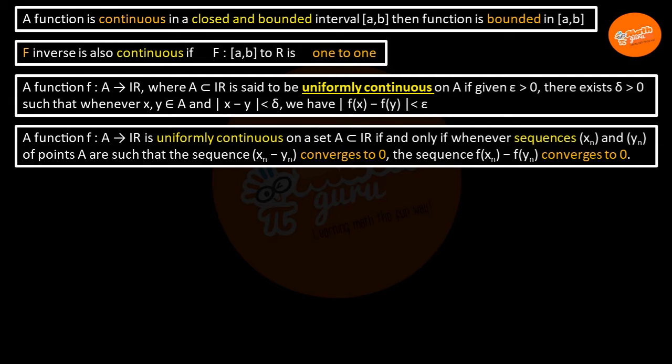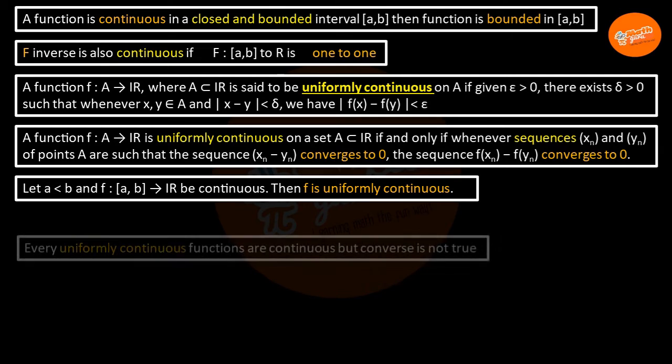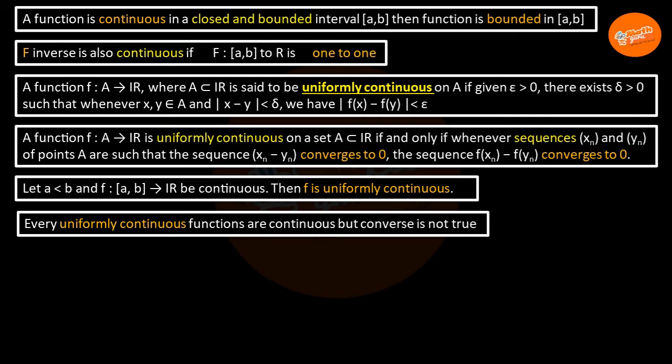This is the sequence definition of a uniformly continuous function, using sequences. And if f from the closed interval [a, b] to R is continuous, then f is uniformly continuous. Like, if the domain is closed and bounded, then the function is uniformly continuous if it is just continuous. And every uniformly continuous function is continuous, but the converse is not true.